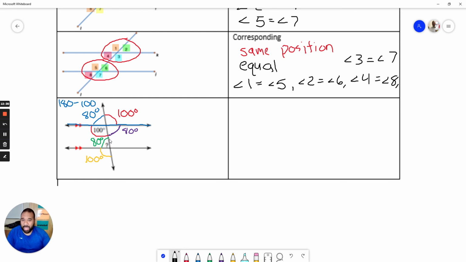Next, I have this black angle. It's an interior angle. It's on the inside of the parallel lines. Its alternate interior angle on the opposite side of the transversal is my red angle. My original red angle, this 100-degree angle, is on the opposite side. So this would be equal, and it would be 100 degrees. Now I only have one angle left.